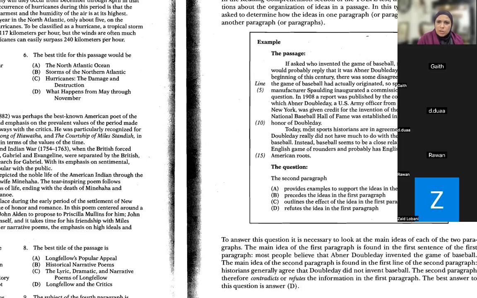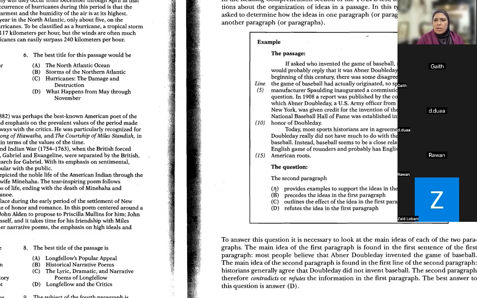Today, most sports historians are in agreement that Doubleday really did not have much to do with the development of baseball. Can you imagine? So this is totally in opposition to this. Instead, baseball seems to be a close relation to the English game of rounders, and probably has English rather than American roots. Wow. So this is something else, this paragraph, okay?